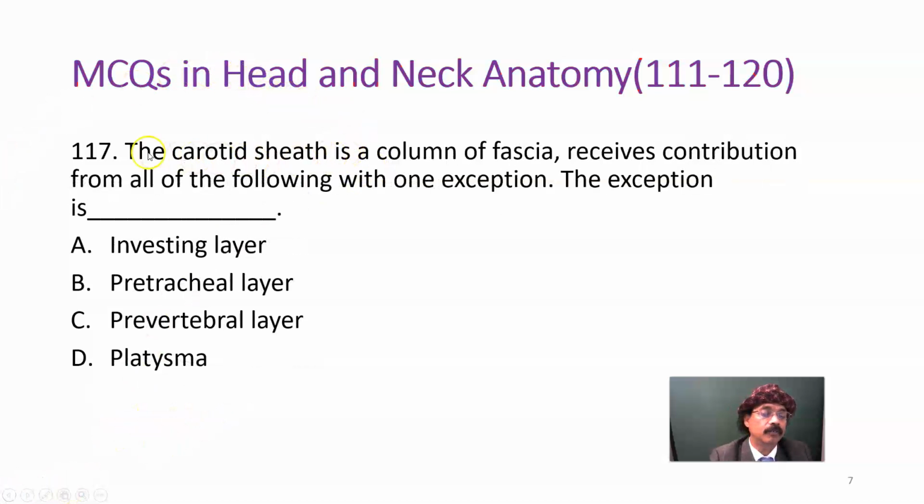The carotid sheath, question number 117. The carotid sheath is a column of fascia. This is deep fascia. It receives contributions from all of the following with one exception. Investing layer of deep cervical fascia, pretracheal layer of deep cervical fascia, prevertebral layer of deep cervical fascia, platysma muscle. This is the subcutaneous muscle present in the neck. It is a muscle of facial expression that does not contribute to the formation of the carotid sheath.